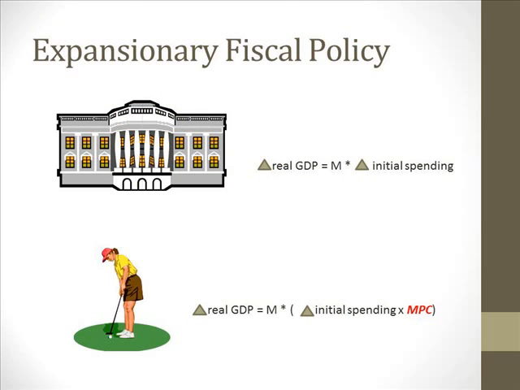So the equations for government spending, you want to write down change. This is part C equation. Change in real GDP, what the gap is in the economy, equals whatever the initial spending is times the multiplier.